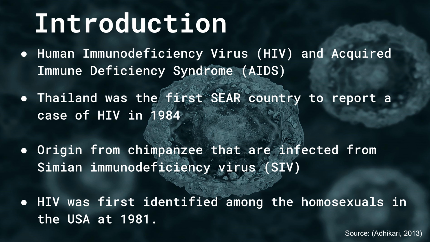So for the introduction, HIV stands for Human Immunodeficiency Virus and AIDS stands for Acquired Immune Deficiency Syndrome. In 1984, Thailand was the first Southeast Asian region country to report a case of HIV. HIV originated from chimpanzees that are infected from SIV, which stands for Simian Immunodeficiency Virus. HIV was first identified among the homosexuals in the US at 1981.